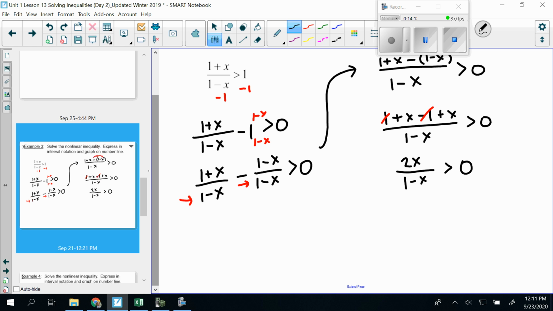Now we have to pick out what's going to make that 0. Let's start with the top. What's going to make the top 0? If we set 2x equal to 0 and divide by 2, we see that 0 is one number we want on this number line. So we want 0 here.